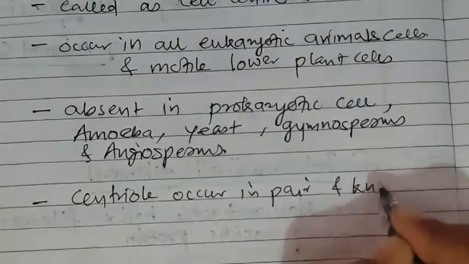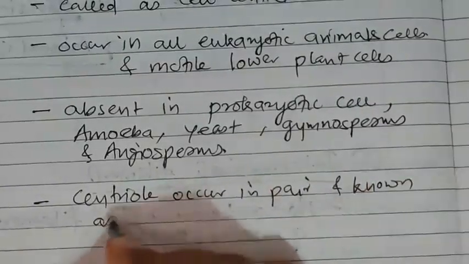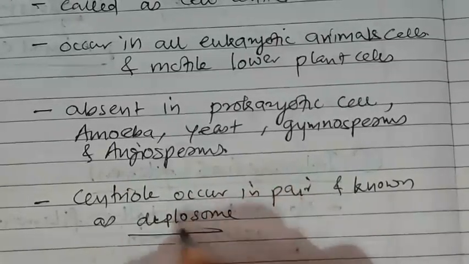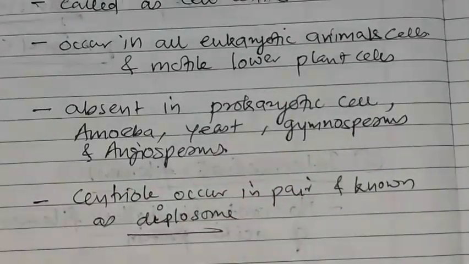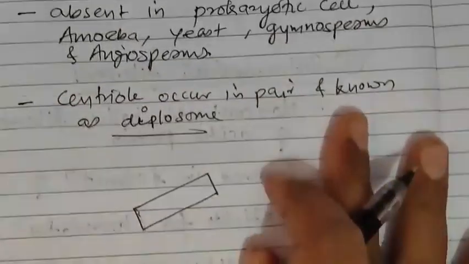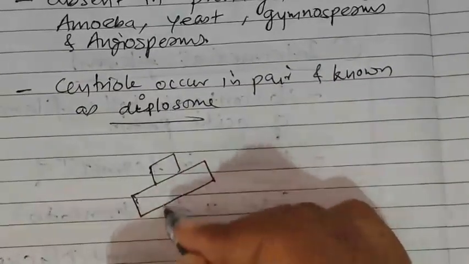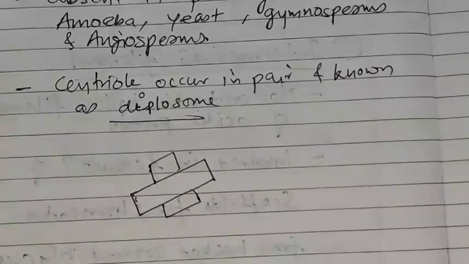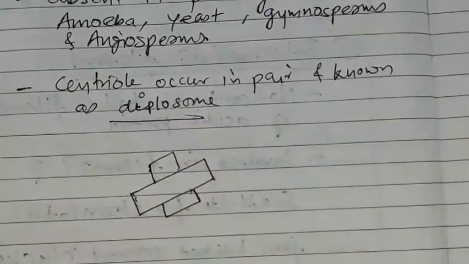Centrioles occur in pairs, known as diplosome. So a diplosome consists of a pair of centrioles. Remember, when two centrioles are present in the form of a diplosome, they are present at right angles.